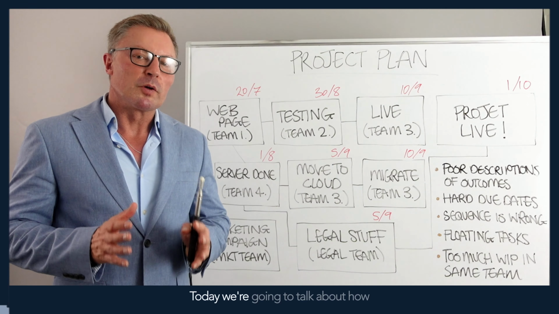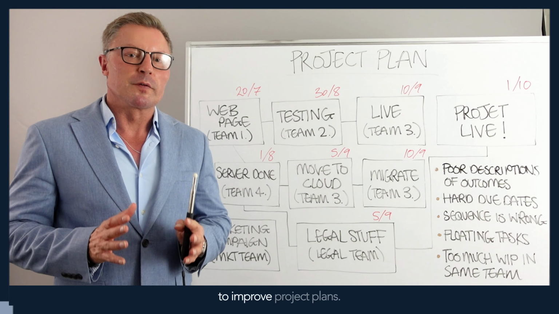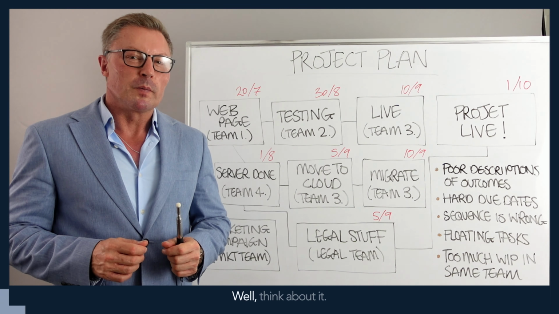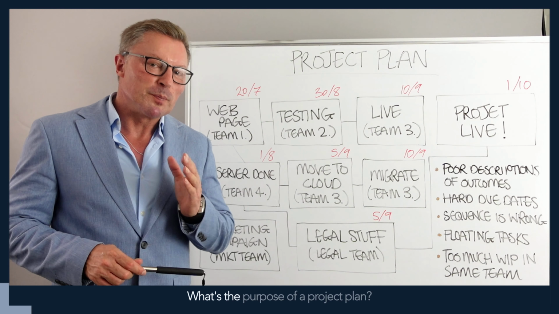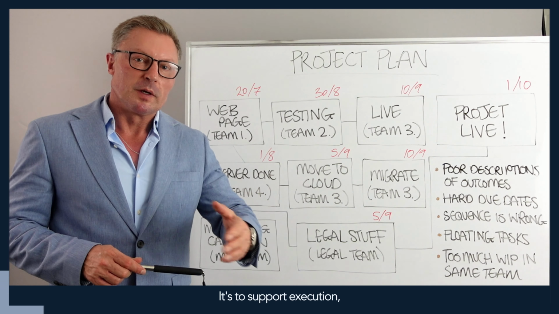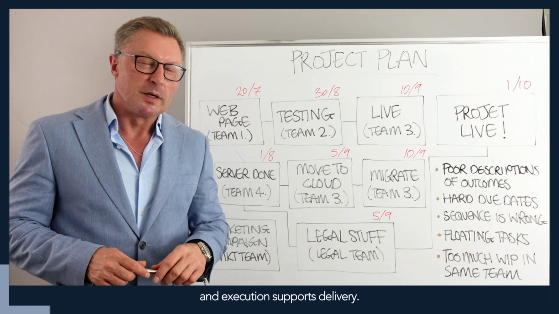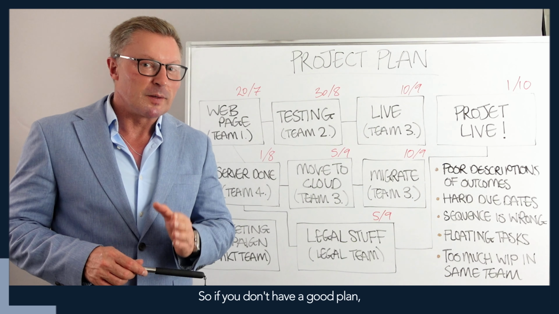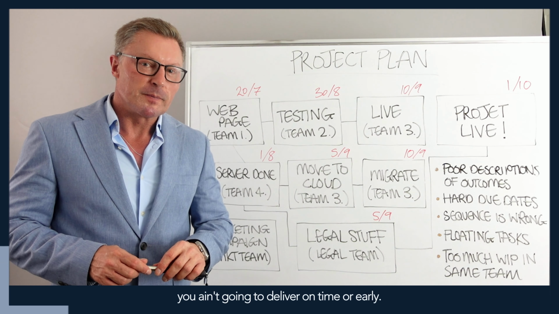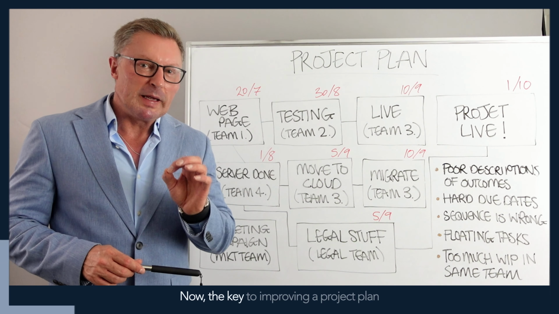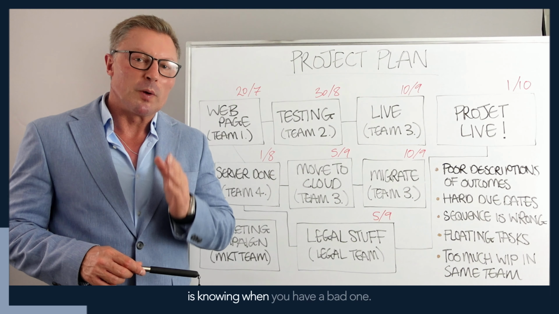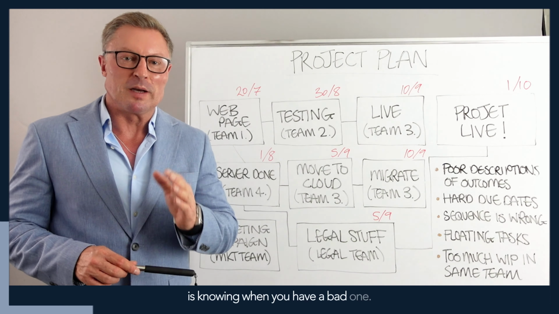Hi everyone, today we're going to talk about how to improve project plans. Why is that important? Well, think about it. What's the purpose of a project plan? It's to support execution, and execution supports delivery. So if you don't have a good plan, you ain't going to deliver on time or early. Now, the key to improving a project plan is knowing when you have a bad one.